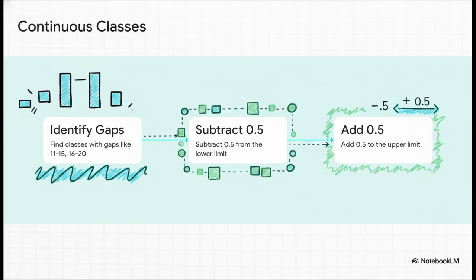Sometimes our data classes have gaps, right? Like 6 to 10, and then the next class starts at 11 to 15. But what if a student scores 10.4? It literally has no place, so we have to make the classes continuous. We do this by subtracting 0.5 from the lower limit and adding 0.5 to the upper limit. So that 11 to 15 class becomes 10.5 to 15.5. Now, every single decimal score has a proper home.